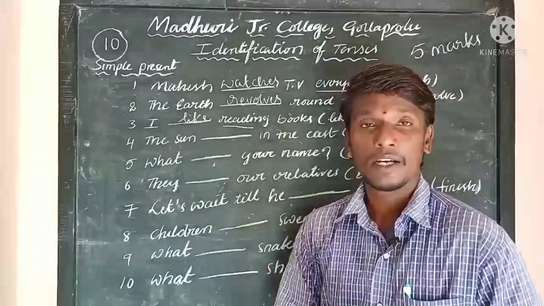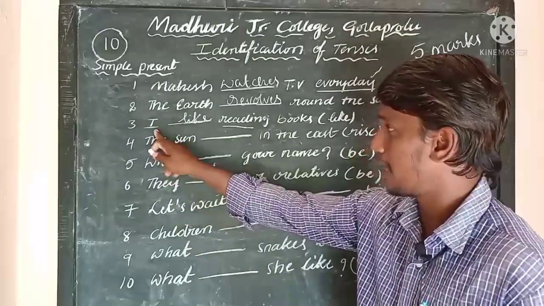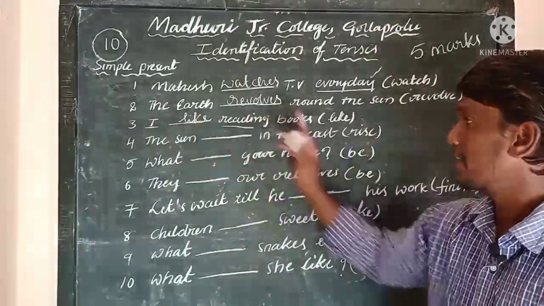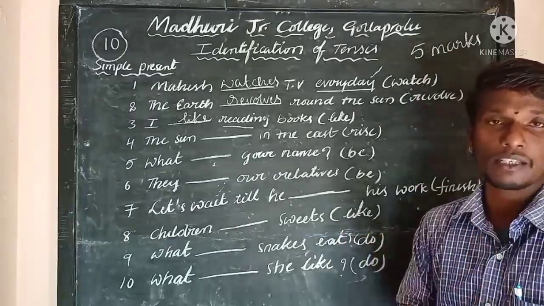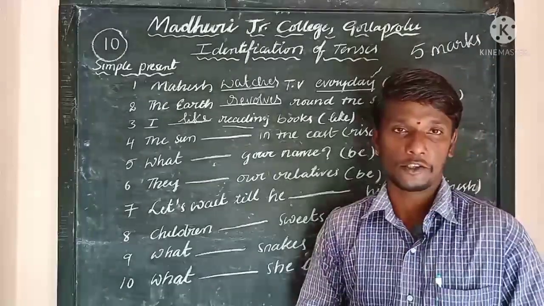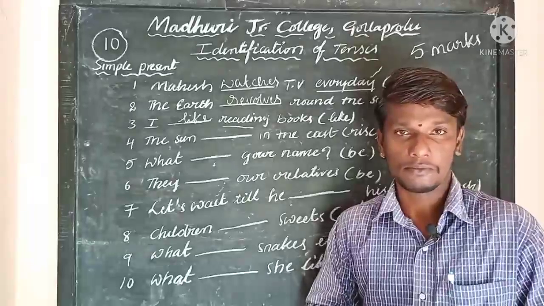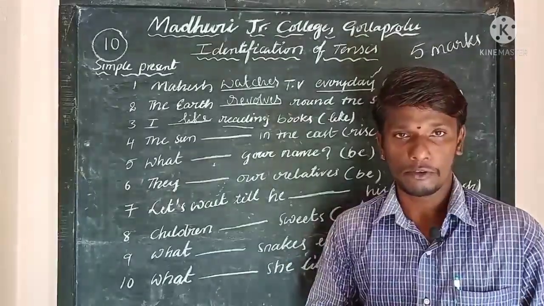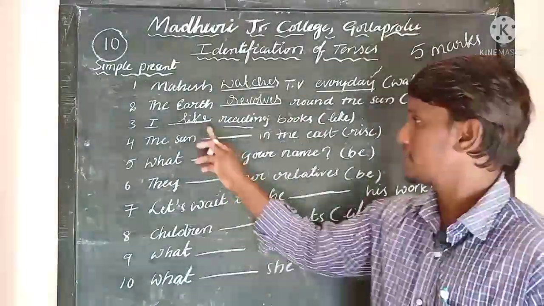It is based on the subject. As the subject is I, therefore I like reading books. That's enough. I like watching movies. I like riding bikes. I like driving cars. I like eating junk foods. So that is how you can prepare examples, right?